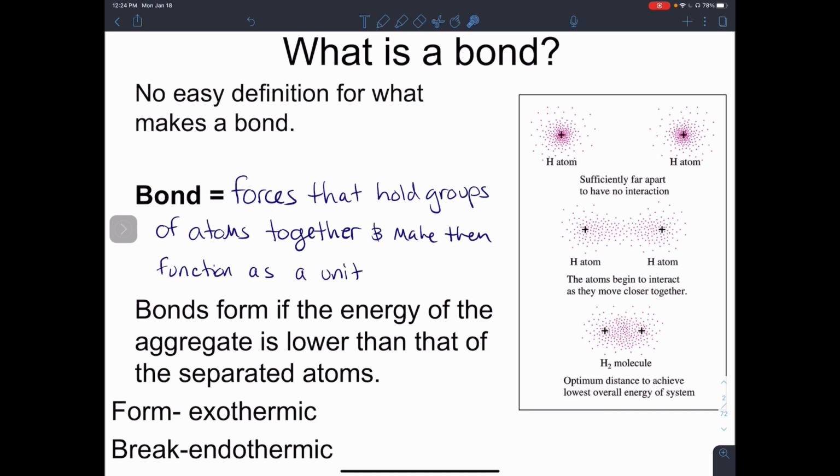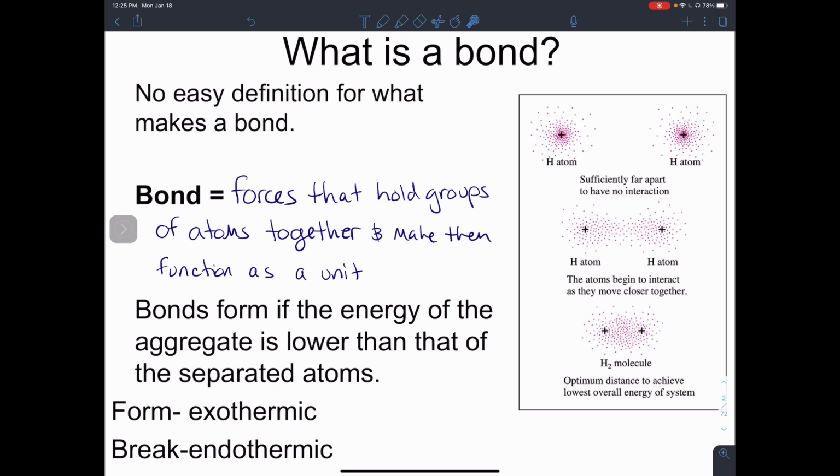Let's see, for the image on the right, we've got two hydrogen atoms. The key components you'll note are they have a positive center and then a region of probability around them where that one electron may be. Right now, they're sufficiently far apart to be having no interaction between the two of them. However, as the distance between them becomes smaller and smaller and their electron clouds overlap, then the positively charged region of one will be attracted to the electron cloud of the other, and vice versa.